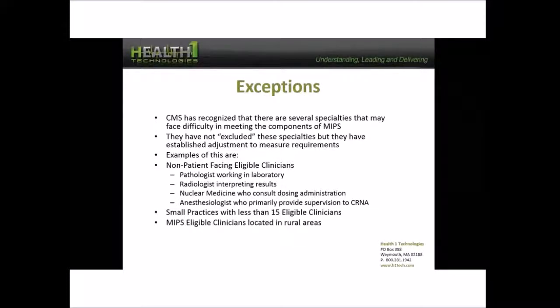And these in particular are non-patient facing clinicians, so pathologists, radiologists, anesthesiologists, people that don't necessarily see the patient in an office setting. They might actually just work in a lab, or they're reading results, things like that. Small practices that have less than 15 eligible clinicians, there are special rules for this particular group as well, and then for those doctors located in rural areas. So as we go through the remainder of the webinar series, you may see, for instance, under certain components that instead of doing 4 measures, they only have to do 2. So those are the exceptions that are set up in the system.